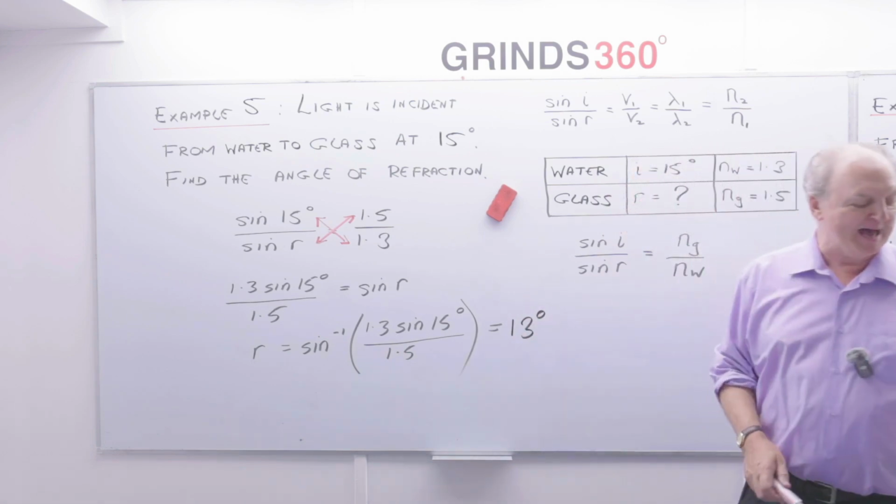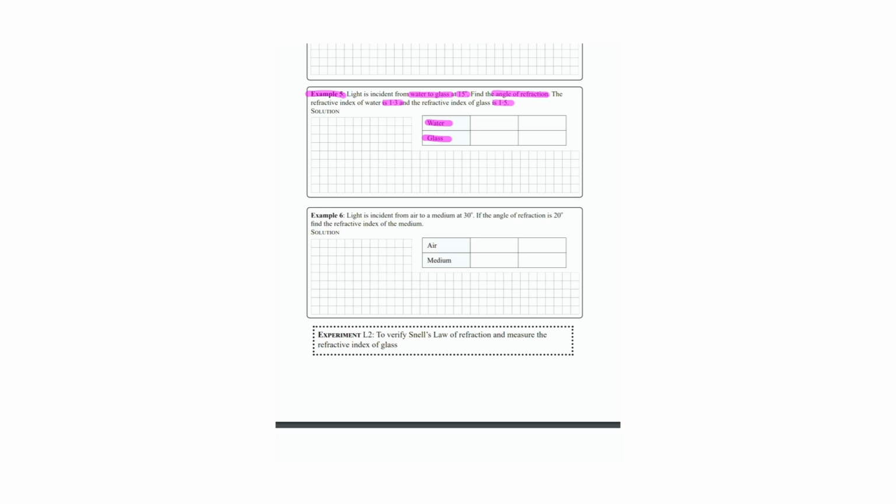Let's move on to example number 6. I've got light is incident from air to a medium. We don't know what the medium is. So air goes first, the medium goes second. And the angle of incidence in the air is 30 degrees. If the angle of refraction is 20 degrees, we want to find the refractive index of the medium.